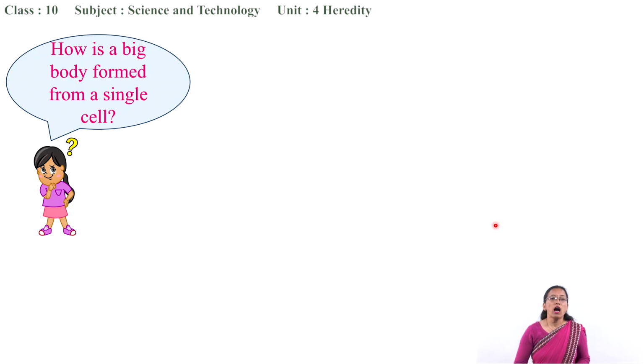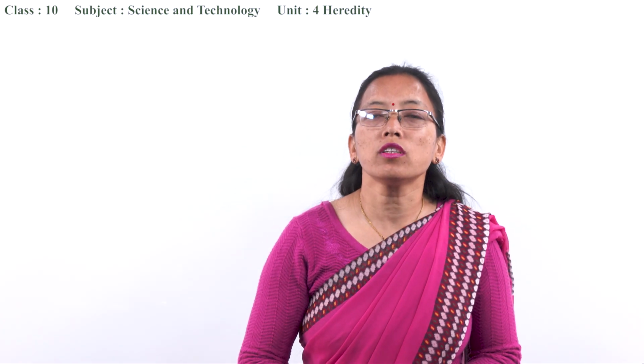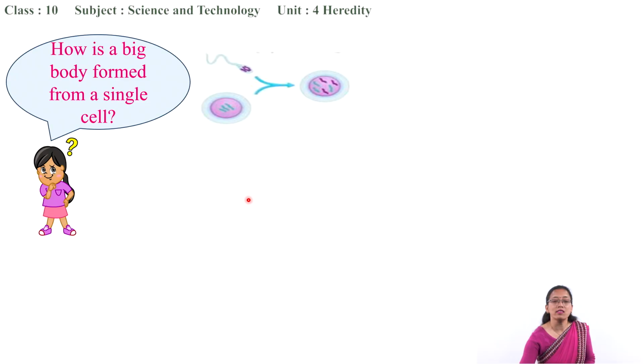Next question. How is a big body formed from a single cell? All of you know that during reproduction, especially in sexual reproduction, there is fusion of male and female gametes and they form a single cell called a zygote. How does this zygote develop into a big organism? Either it is a plant or an animal, the size increases day by day. Even in plants, after fertilization, a single cell zygote is formed, and in animals the same thing happens.